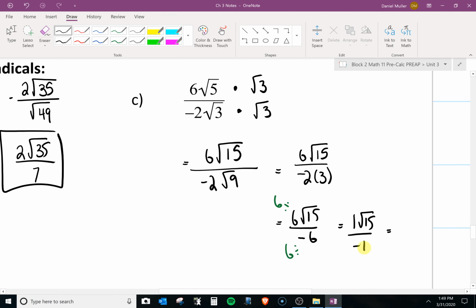Now I don't need the negative 1 on the bottom, I can throw that up top. So I'll put that at the top: negative 1 square root 15. And then we don't actually need to write the 1 in front as well. So again, this negative can be thrown up here. But we don't need to write the 1, we can just write negative square root of 15. And that is the simplest answer.